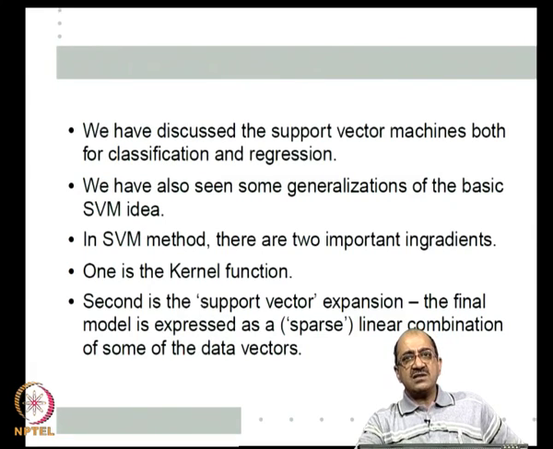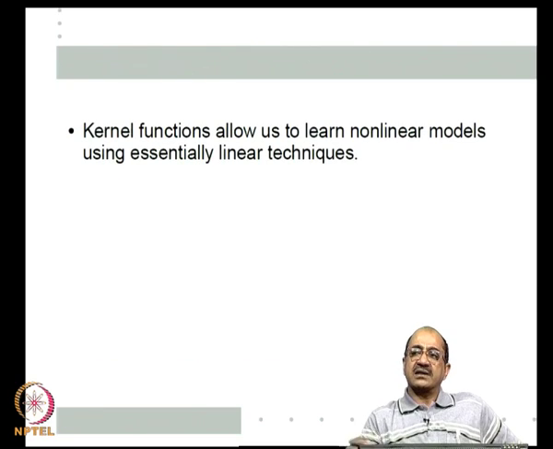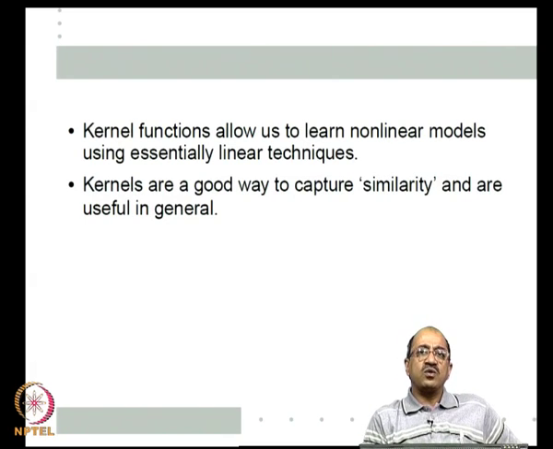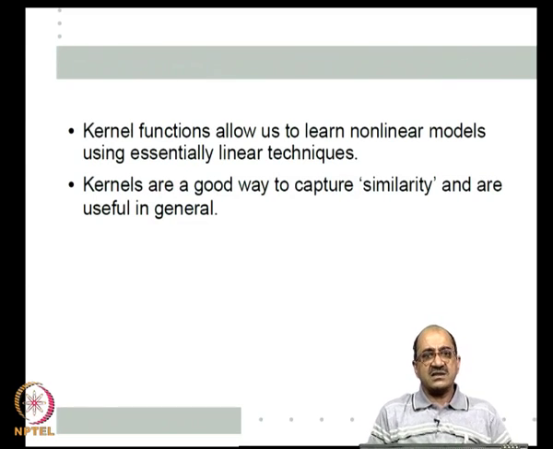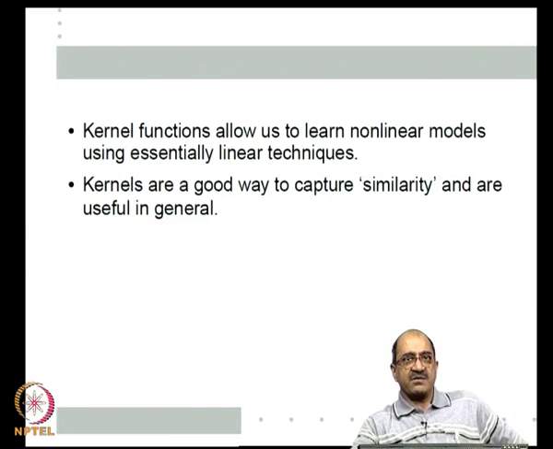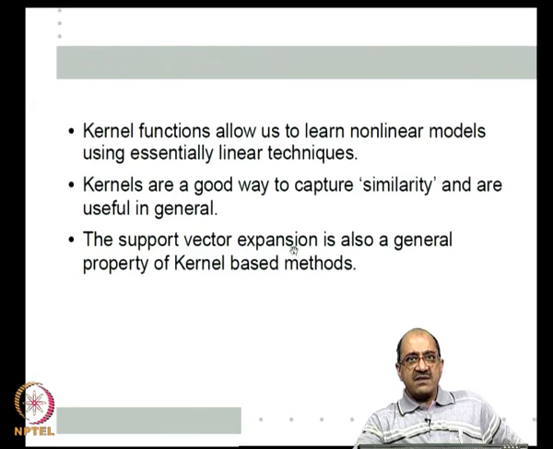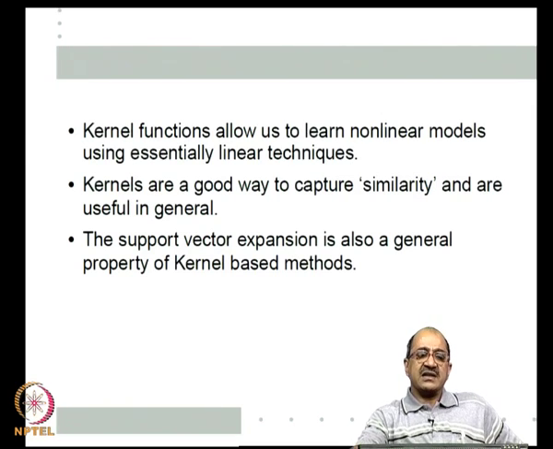So, these are the two ingredients that allowed us to solve nonlinear problems using linear techniques. Both are much more general than what we have seen in the simple SVM method. Kernel functions in general allow us to learn nonlinear models using linear techniques, and are also a very good way to capture similarity in a general way. Kernel functions can be thought of as capturing similarity or dissimilarity between feature vectors. In the same way, support vector expansion is also a very general property of kernel based methods.